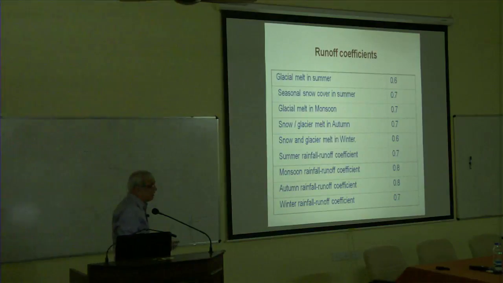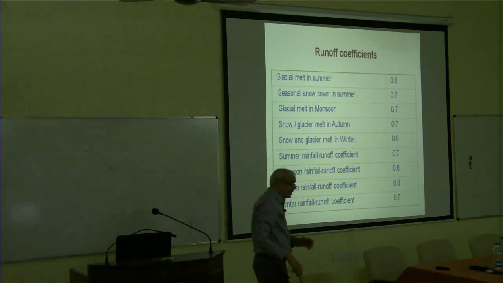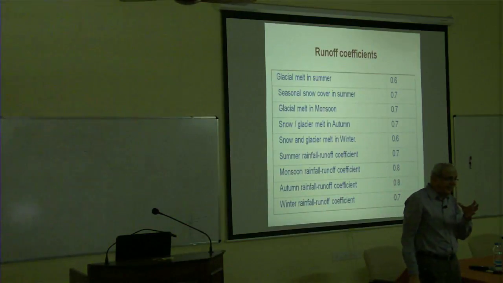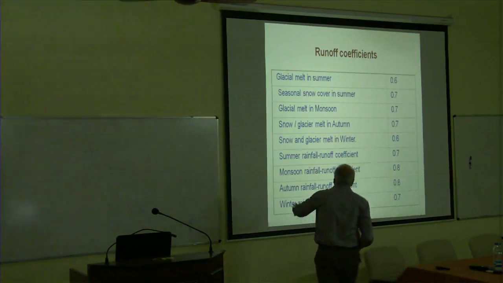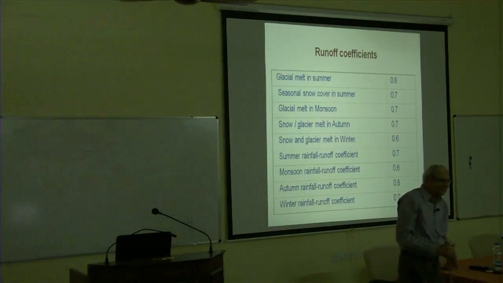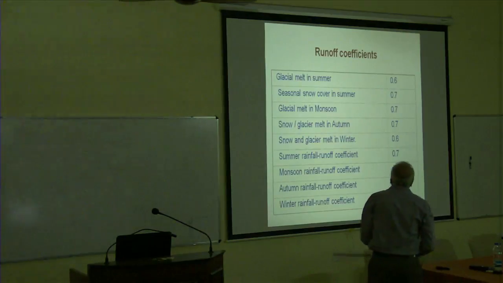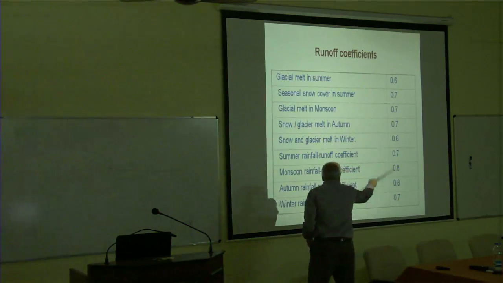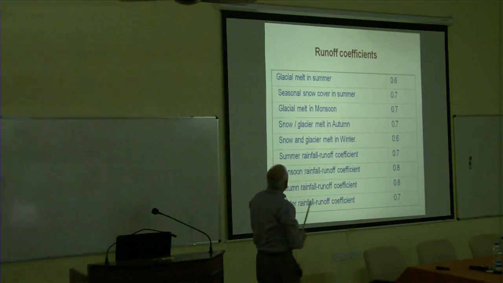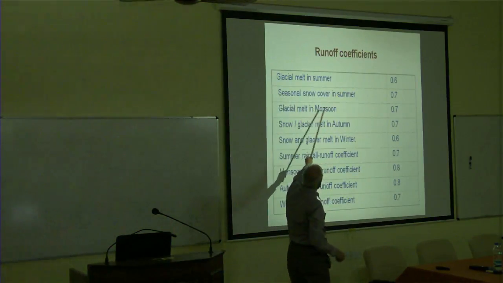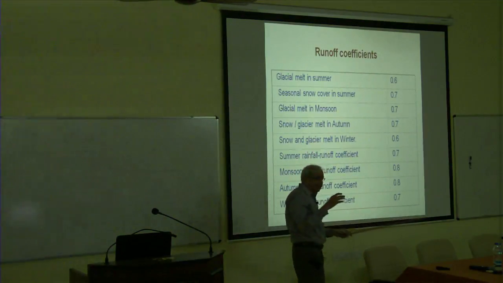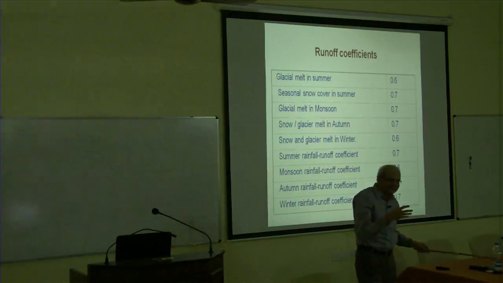And now the third component is how much is produced, and after that, how much of that enters into the stream runoff. Remember, this is the only parameter available for you to adjust your runoff. So it's varying from 0.6 to, why there are so many things here. Like glacial melt in summer, seasonal snow cover in summer, glacial melt in monsoon, because there are 4 different programs.